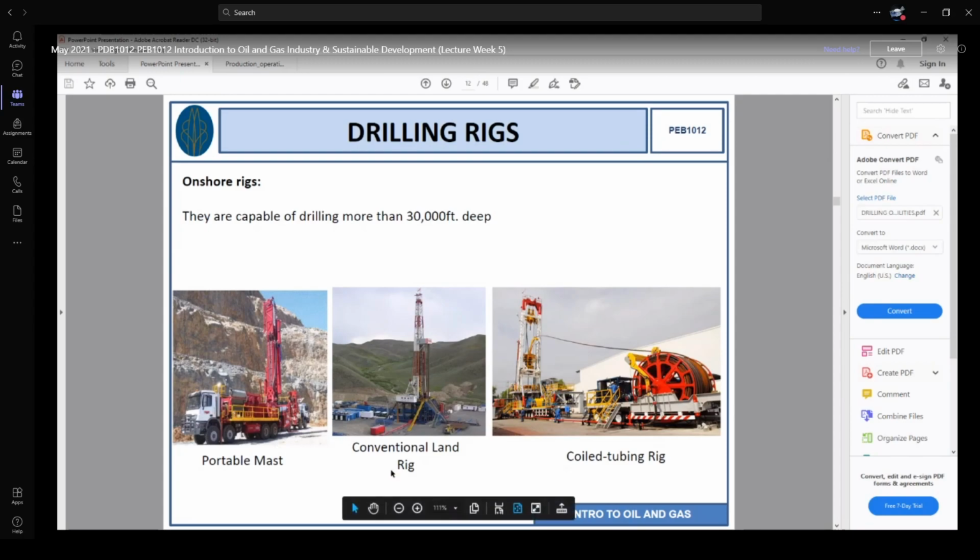The bigger capacity rig you can see here is a conventional land rig, used to drill until the target where the hydrocarbon exists. If we are going to use some specialized technology to drill a hydrocarbon well, we have another specialized rig, which is called the coiled tubing rig. All these rigs we can have. We can go a maximum of 30,000 feet deep with the land rig.